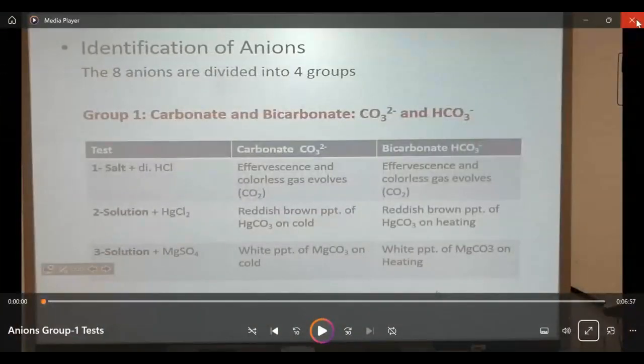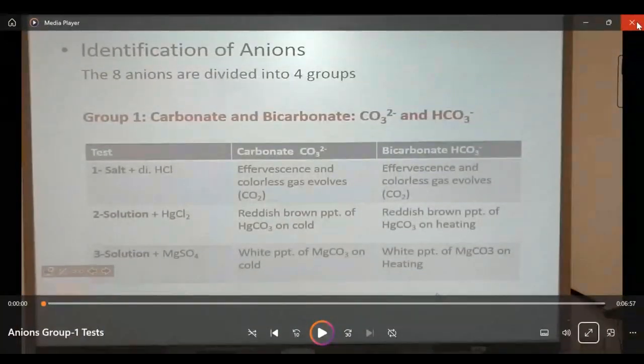Now we are going to the second part of the second video of the first group: nitrite and thiosulphate.